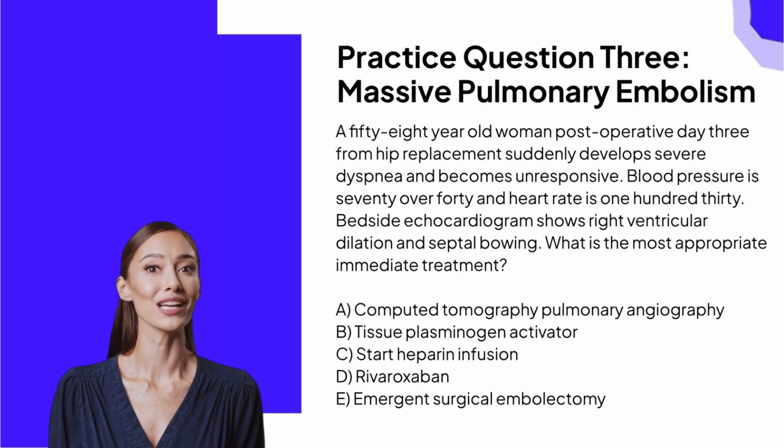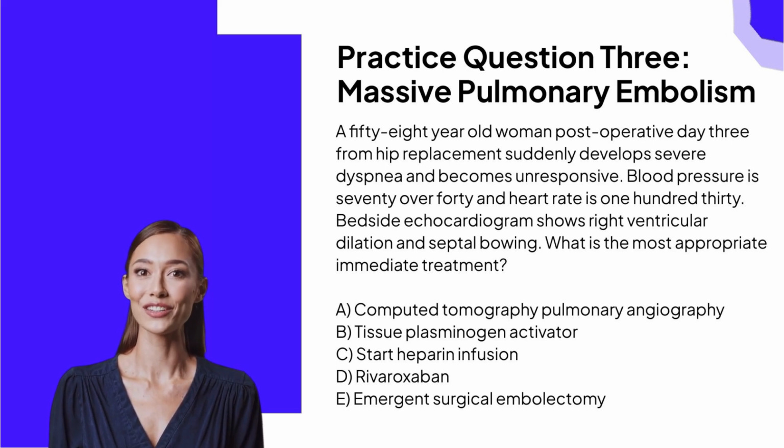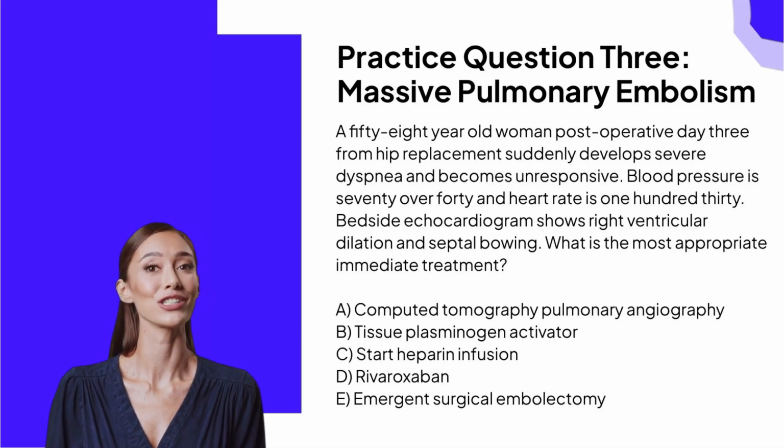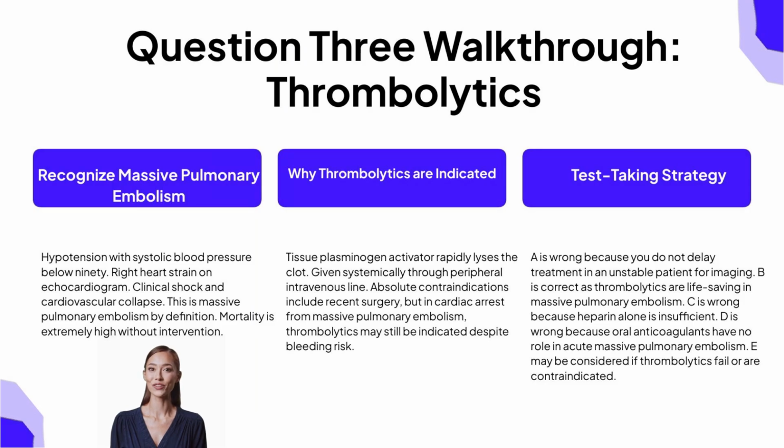Now for our third practice question on massive pulmonary embolism. This patient is post-operative, suddenly unresponsive, hypotensive with blood pressure of 70/40, and has right ventricular strain on bedside echo. This is a completely different scenario. Let's recognize what is happening. This patient has massive pulmonary embolism by definition: hypotension with systolic blood pressure below 90, right heart strain on echocardiogram, and cardiovascular collapse. Mortality is extremely high without aggressive intervention.